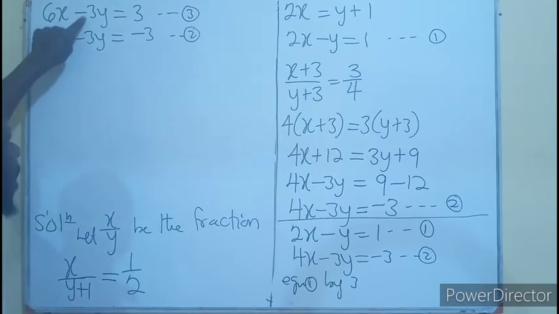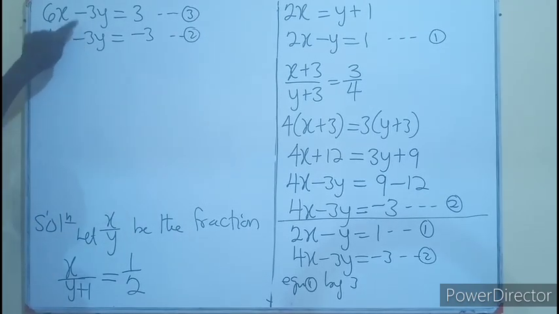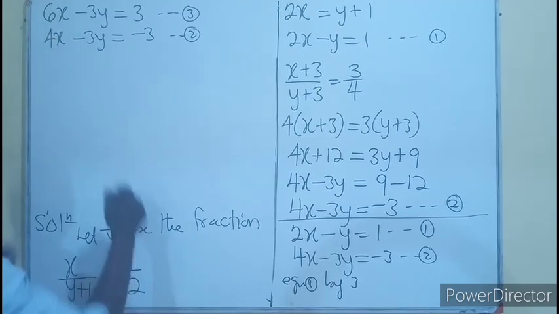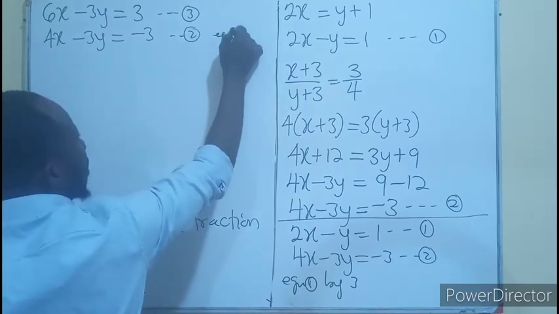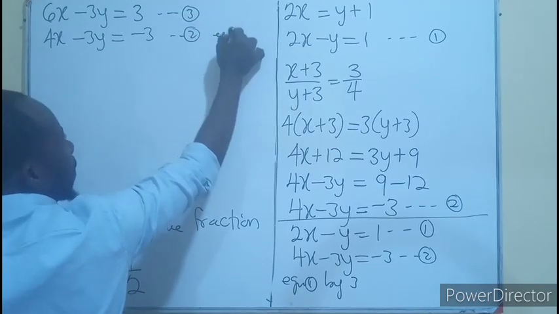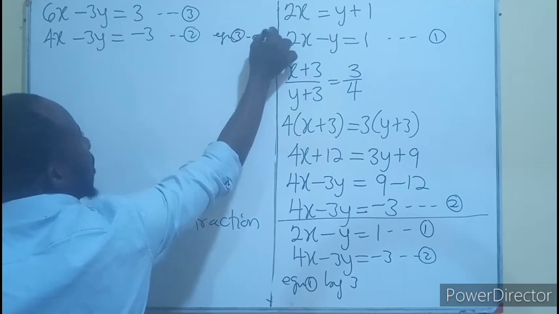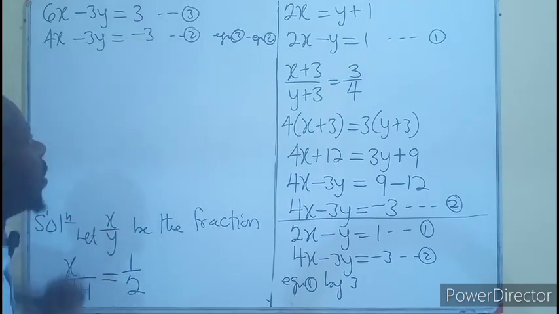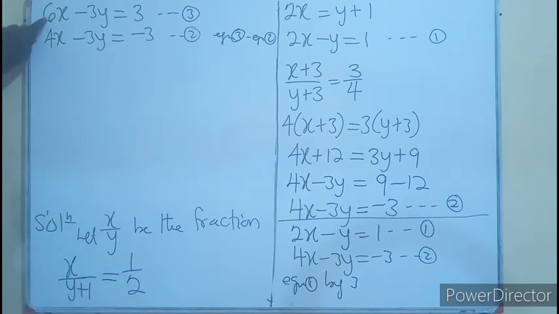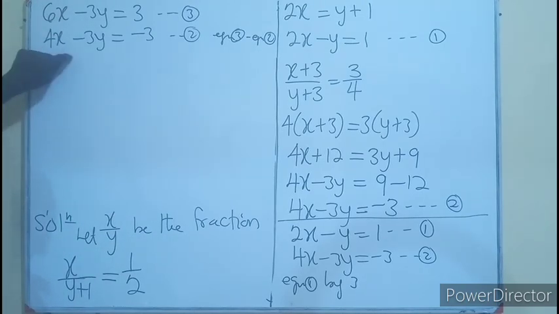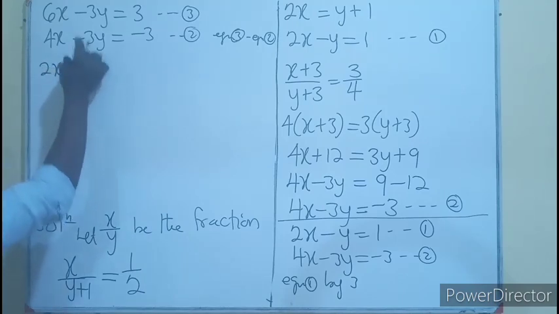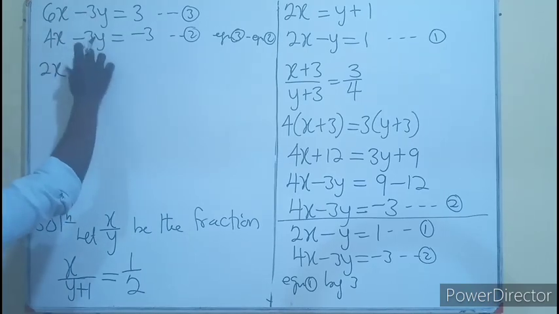So now what do we do? Since the coefficients are now the same, and the same sign, I have to subtract. So I'll subtract equation 2 from equation 3. Subtracting equation 2 from equation 3, meaning 6x minus 4x, gives us only 2x. This is going to be 3 minus minus 3.